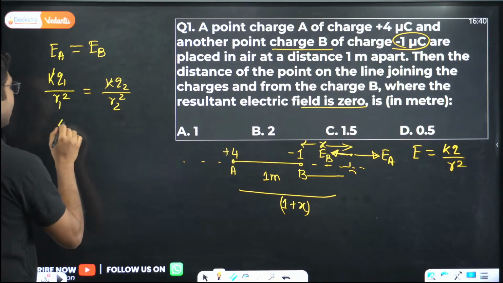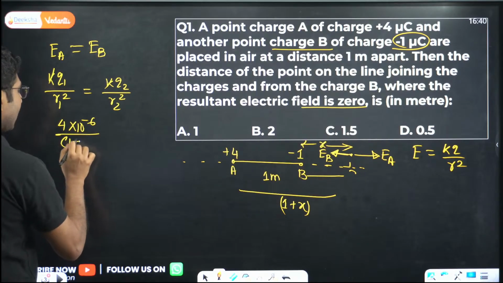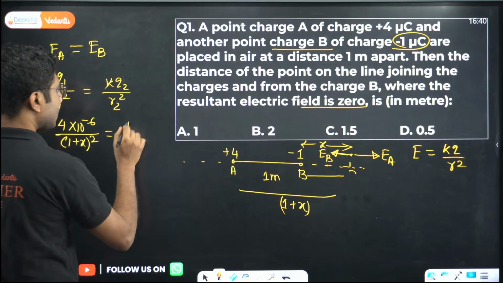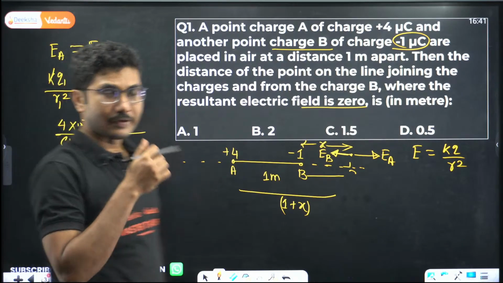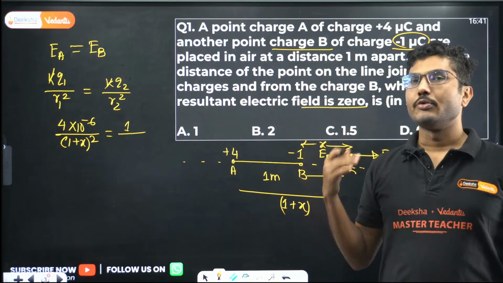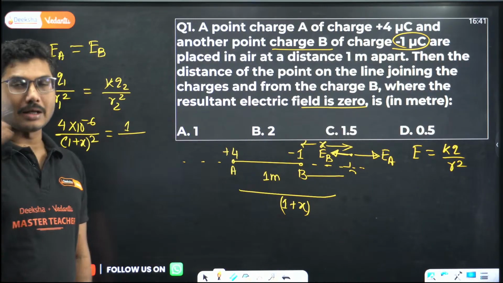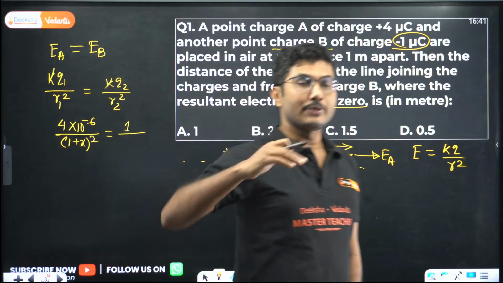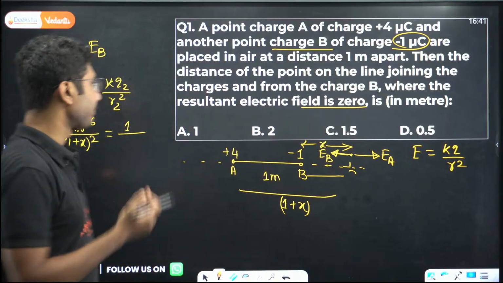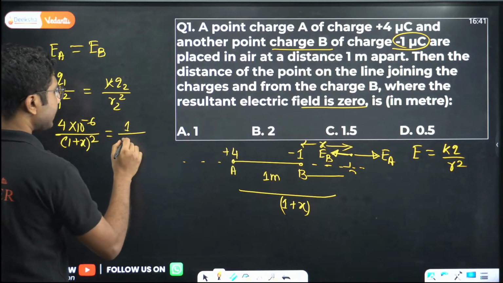So what is q1? q1 is 4 microcoulomb. Micro means 10 to the power of -6. r1 is 1 plus x whole square, and q2 is -1, but we do not consider the sign while calculating electric fields. Remember that even though it is a vector quantity, we only consider the direction of the fields. We do not consider the sign of the charges. I repeat it once more, I have repeated that in my class as well: whenever you are considering electric field, you should not consider the sign of the charges, only the direction is important. Okay, so q2 is 1, r2 is x.